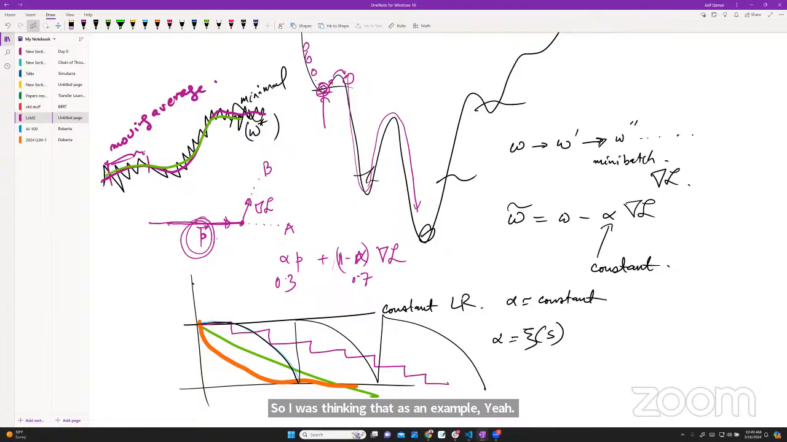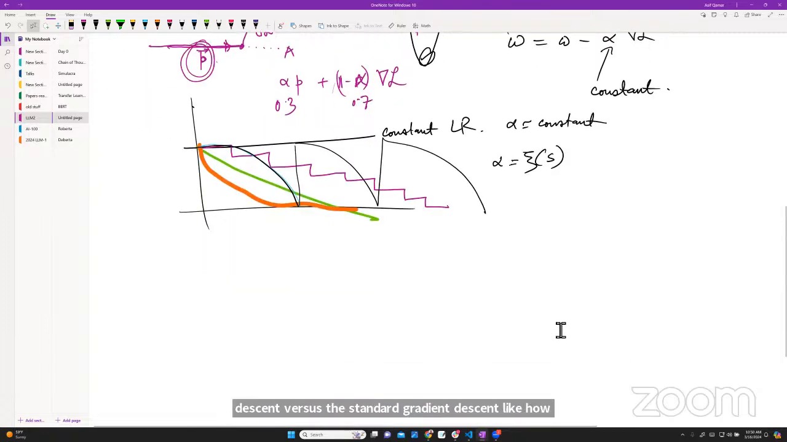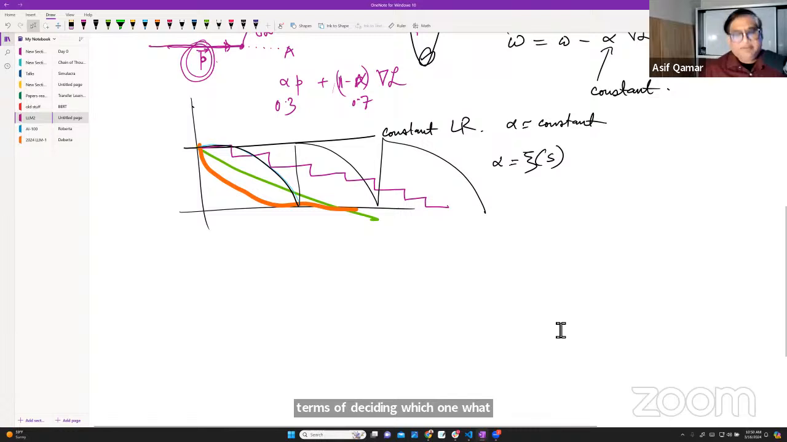Okay. I have one question, Asif. What is the intuition for stochastic gradient descent versus the standard gradient descent? Like what type of intuition should we carry in terms of deciding which one to use? Okay, so we are revisiting gradient descent a little bit, but let me do that.